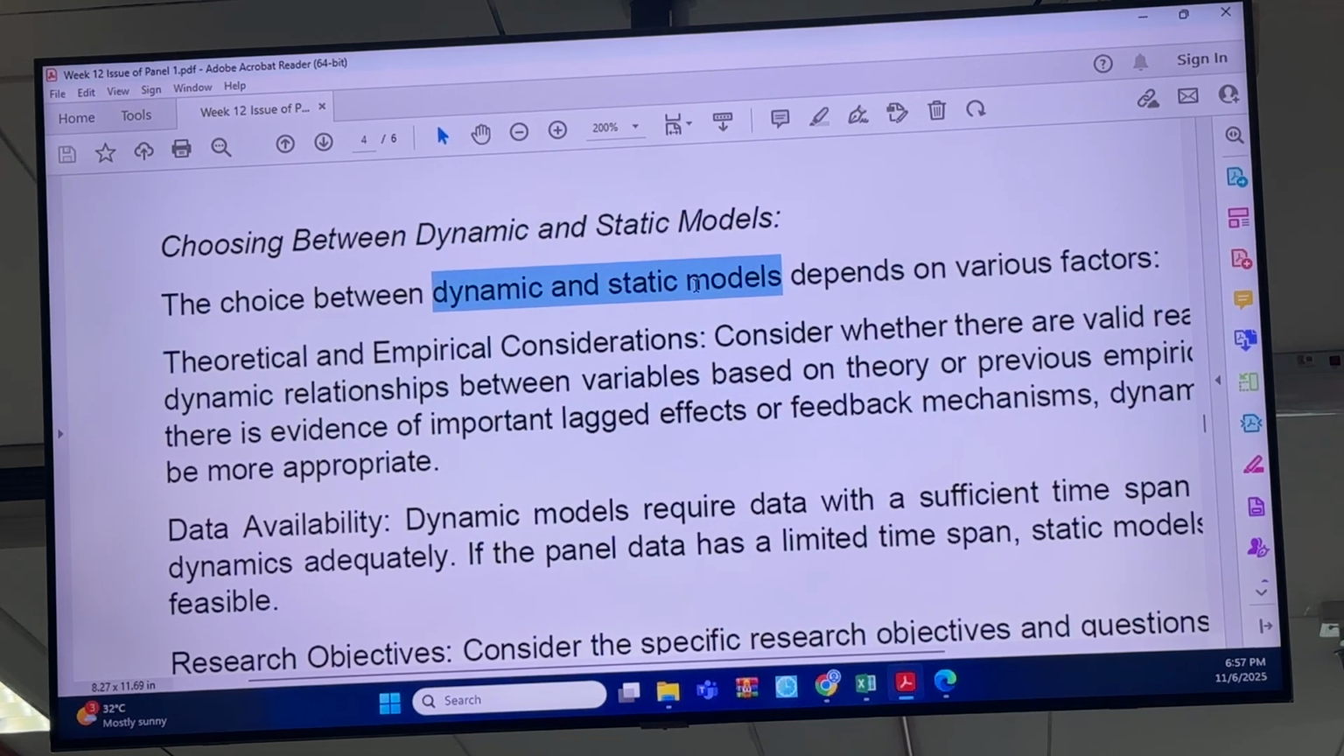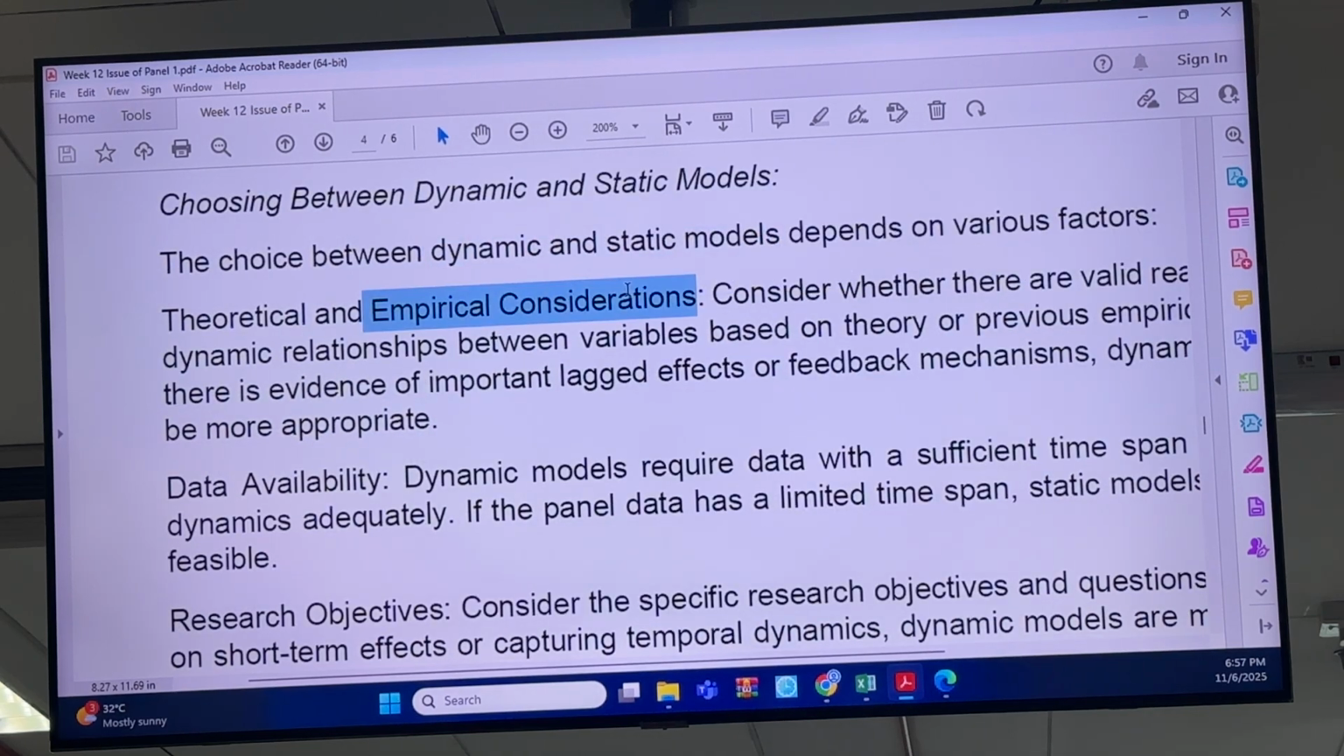So how about dynamic and static? It depends on your situation also, on the theoretical and empirical side: is it supported by the theory or not? Maybe the theory does not support a dynamic one, so there is no choice for you to use dynamic models, because you're going to come up with many questions and the reviewer will demand more answers. So that is the situation.